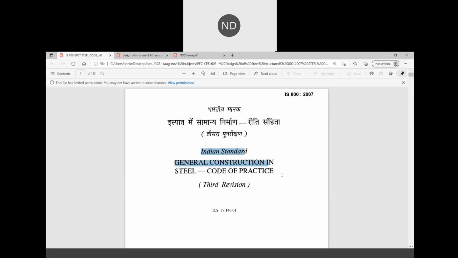For RCC, I think since you're in 7th sem, earlier you had IS 456 2000. But for your steel, whenever you are dealing with steel structure or any specifications related to steel, you have to consider IS 800 2007.